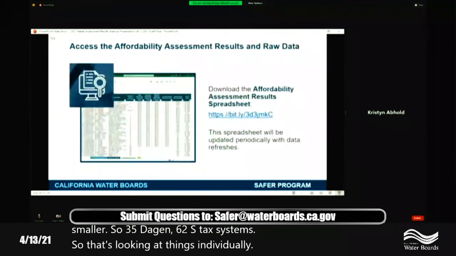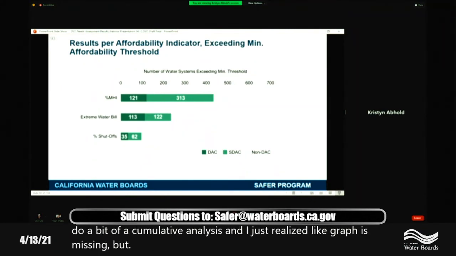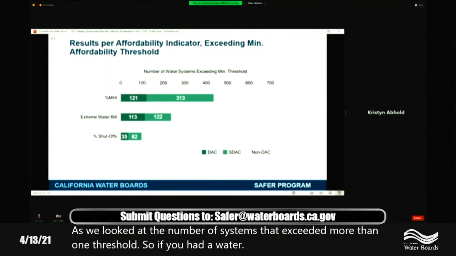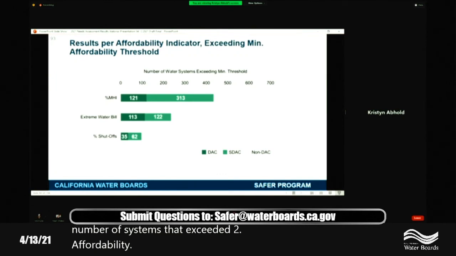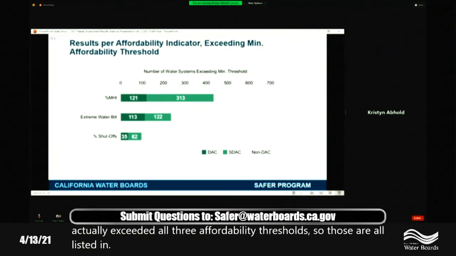But we wanted to, again, do a bit of a cumulative analysis, and I just realized that graph is missing. But what we did do in the paper, if you pull it up, is we looked at the number of systems that exceeded more than one threshold. So if you had a water system that exceeded both the percent MHI and the extreme water bill, we have that number of systems that exceeded 2 affordability thresholds. And there were a handful of systems that actually exceeded all 3 affordability thresholds. So those are all listed in our paper.